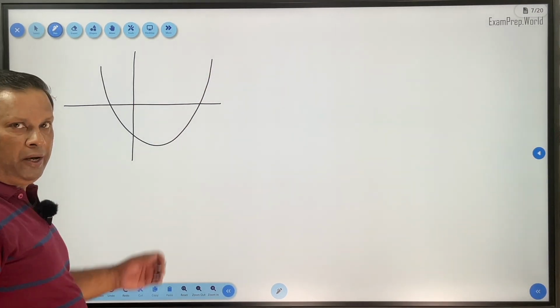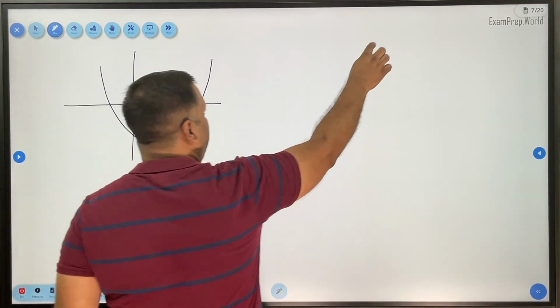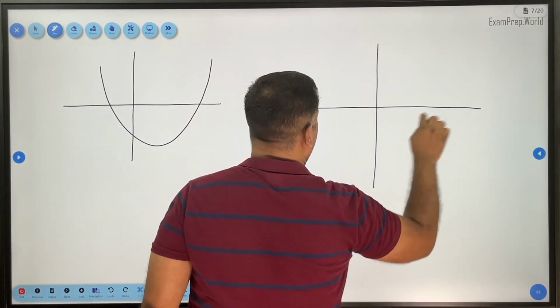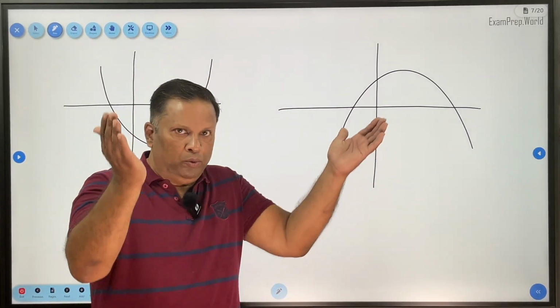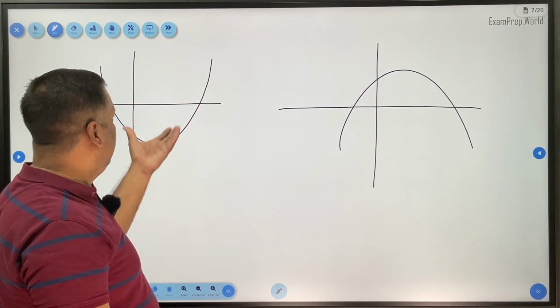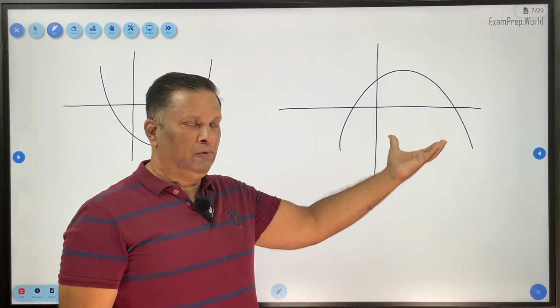Now a parabola can be of many types. It can be upward opening or downward opening. The shape, which is something like a U, is called a parabola. How do you identify between upward and downward opening?